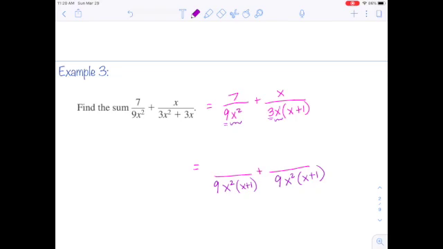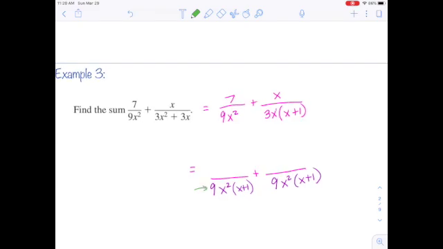So now we've made common denominators, but technically I have to multiply my fraction so I have common denominators. So I pretty much asked myself, I need this, 9x squared times x plus 1. I only have 9x squared. So what do I have to multiply the numerator and the denominator by to get that extra factor of x plus 1? So I'm just going to multiply by a giant 1, technically, of a factor of x plus 1.